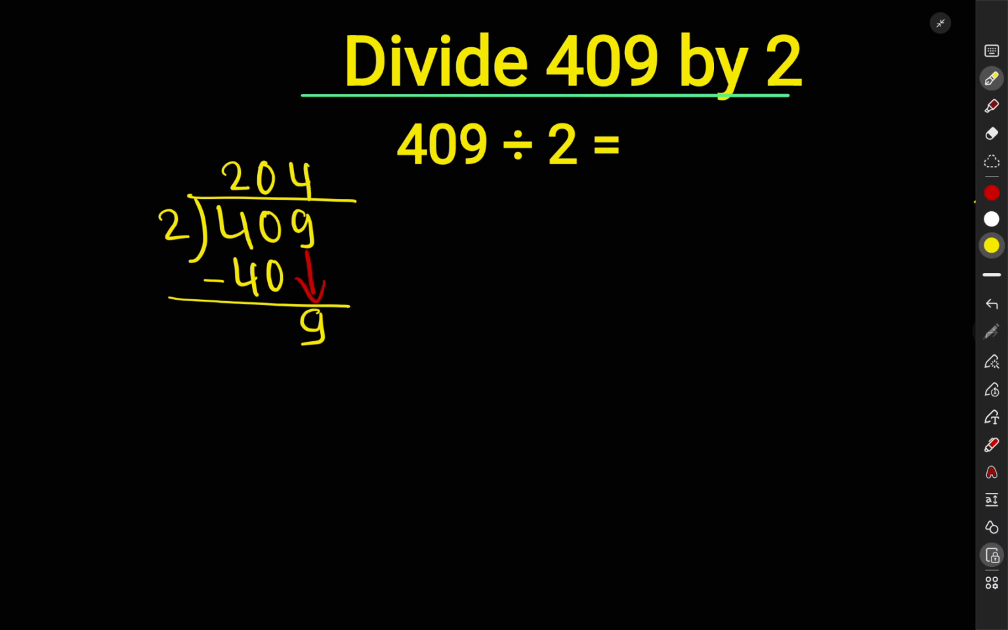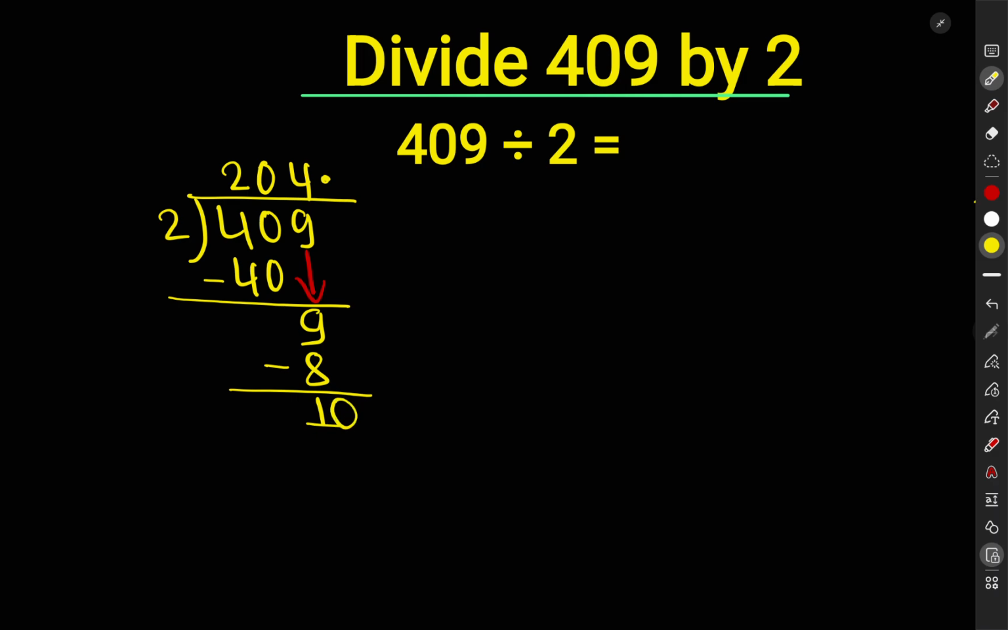So 2 times 4 means 8. On subtracting we get 1. So now this 1 is less than 2 and there is no other number beside. So we put here decimal so that we take 0.